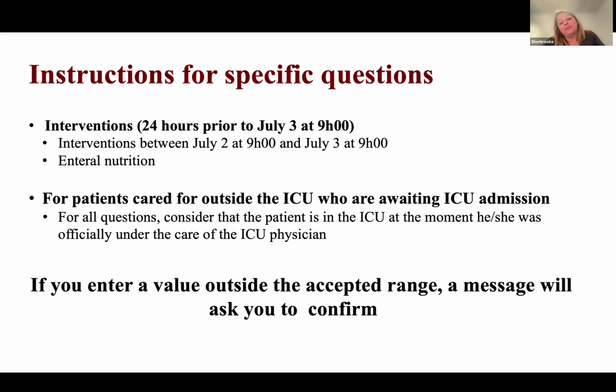So the interventions now. There is a form about interventions, and we want you to indicate yes or no if they received vasopressors, ventilation during the 24 hours prior to 9 a.m. on July 3rd. So from July 2nd at 9 a.m. until July 3rd at 9 a.m., did the patient receive vasopressors, ventilation, renal replacement therapy? That's really important to look at this specific period of 24 hours prior to 9 a.m.